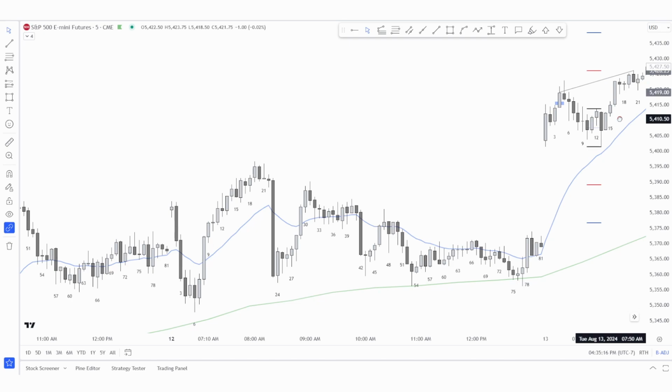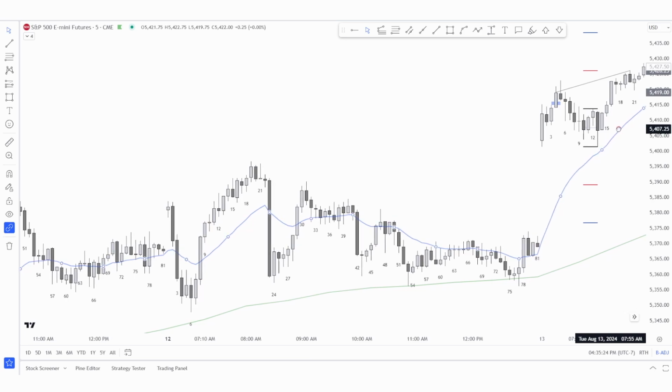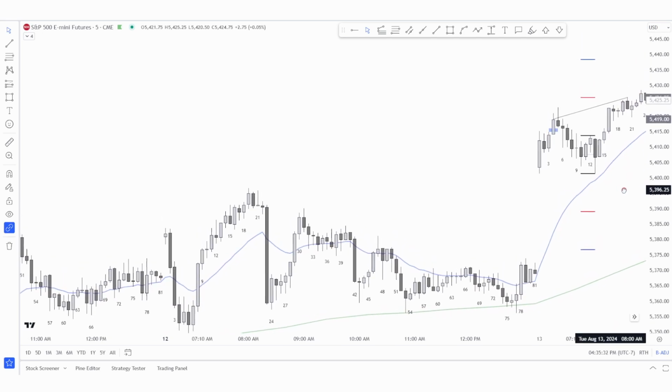22 is another bull bar, but it has a tail. It's not the best close. Kind of a bull flag with a double bottom. Bar 23 is closing on a tie. It has more body than tail, so it's a bull trend bar.